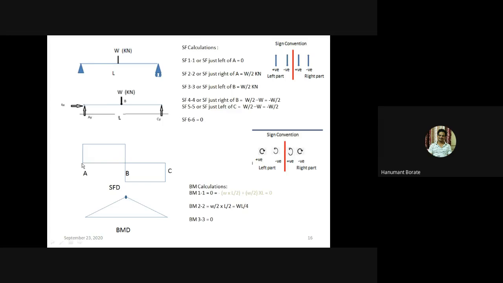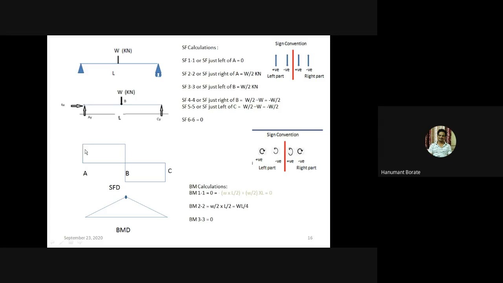So here for the SF diagram, first we need to draw the baseline, that is the AC line, which is equal to L meter, right? Then SF just right of A is equal to W by 2 kilonewton. SF just left of A is 0. So here we have drawn the W by 2 vertical line. That is the vertical shear force.